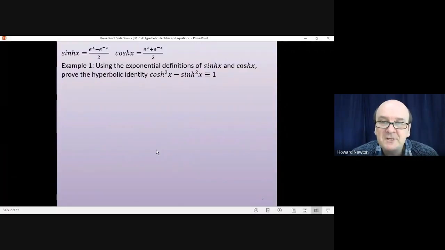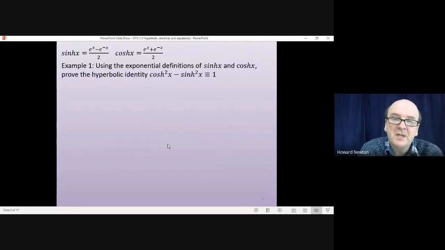Using the exponential definitions of sinh and cosh, prove the hyperbolic identity cosh squared x minus sinh squared x is equal to 1. No tricks or catches here. We're just going to substitute in for sinh x and cosh x and show that we get 1 for the answer. I'll let you have a go at doing that. Pause the video, come back to me when you're ready.